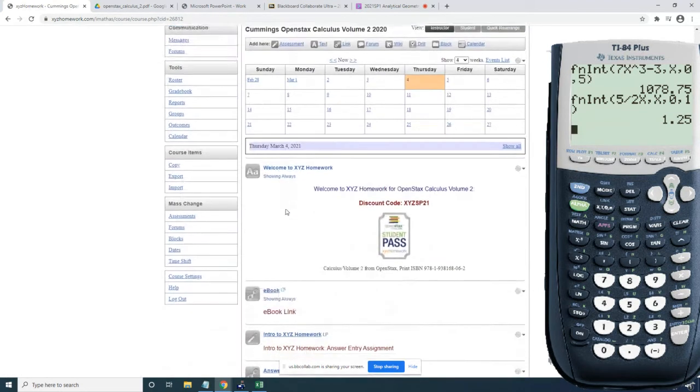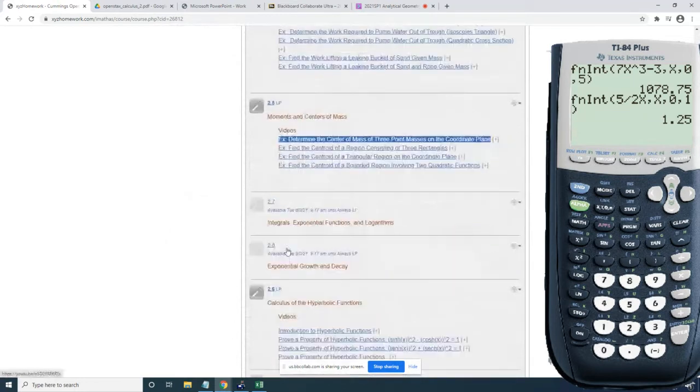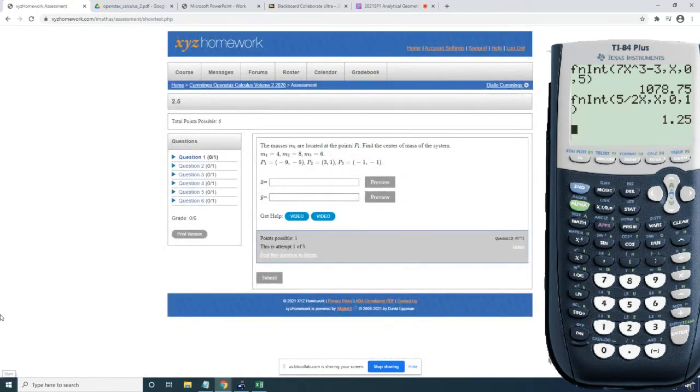In the very next section, and I'm looking at this in an instructor view, so my view is a little bit different from your view, we talk about moments and centers of mass. I must warn you that in this section, the problems are twofold. What I mean by twofold is there are two sets of formulas that are actually going on for these particular problems.